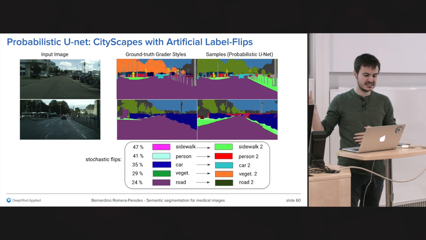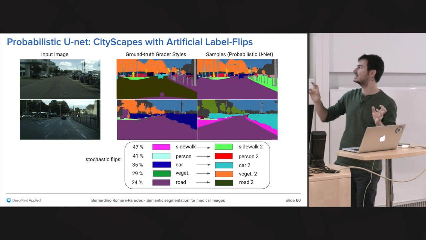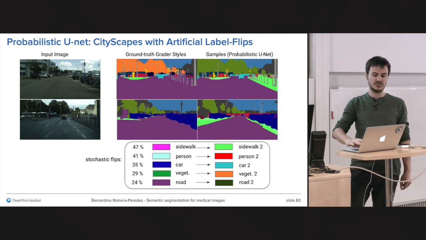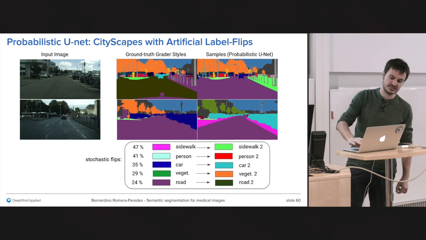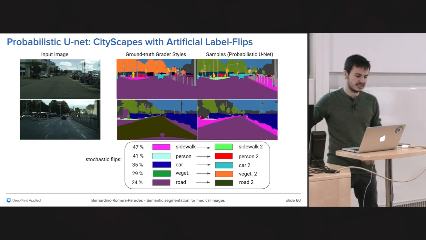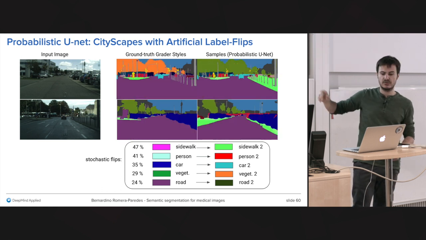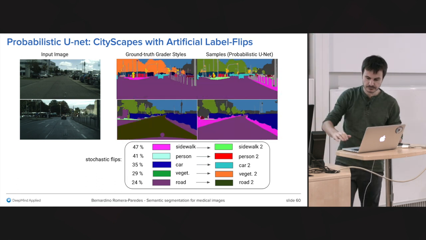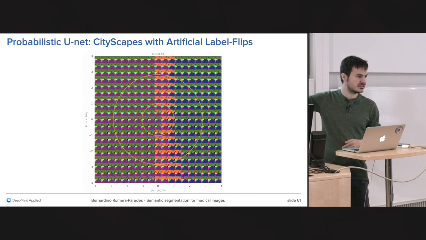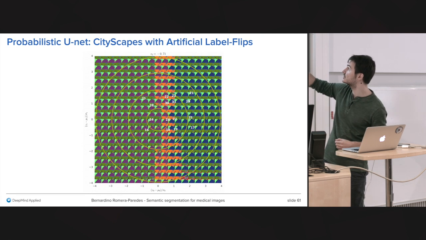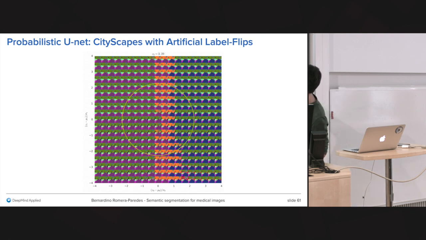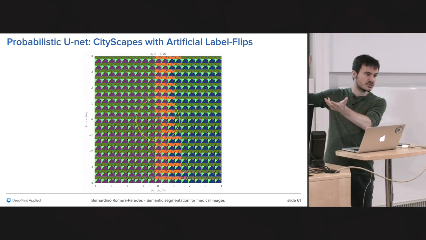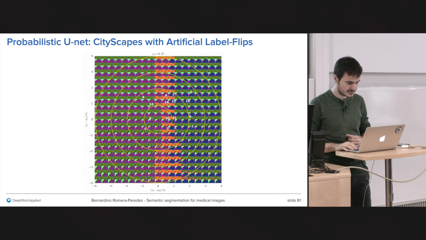In particular, what we did here is to create this set of synonym classes. So basically, we swap with this probability from sidewalk to the class sidewalk 2, and so on. With this probability, we swap from person to person 2, and so on. Given that we have 5 classes that we might swap, we have in total 2 to the 5, 32 possible segmentations given the same input. So this is a visualization of the latent space learned by our model. You might see the numbers there. Each of them corresponds to each of those 32 potential segmentations. And you can see they are close to the center, which is what we expect.